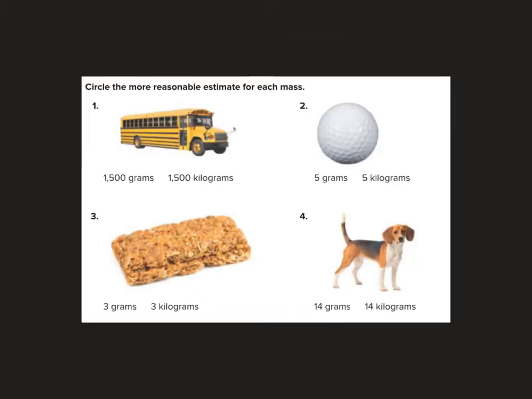Circle the more reasonable estimate. So school buses are very heavy, so we're going to use the heavier mass, which would be kilograms. A golf ball, 5 grams would probably be more like it. They're very light. Dogs are heavier, kilograms. This looks like maybe a granola bar. Sure, I'd go 3 grams. Granola bars are pretty light.